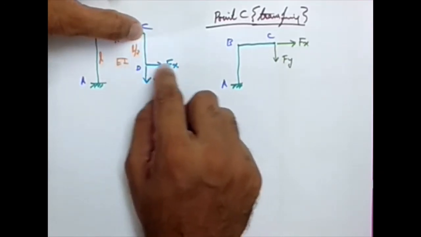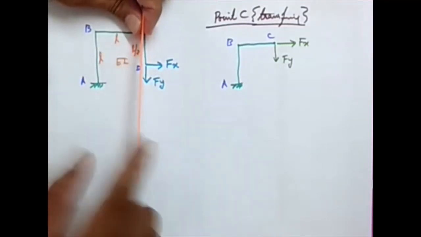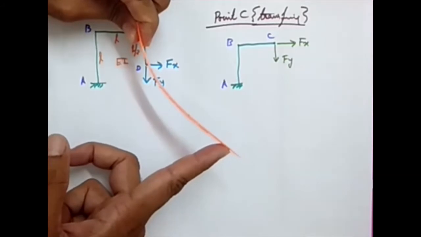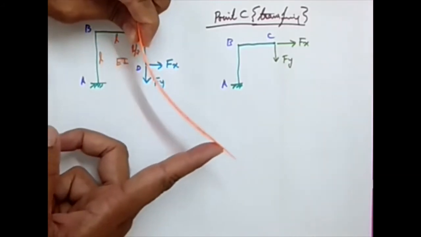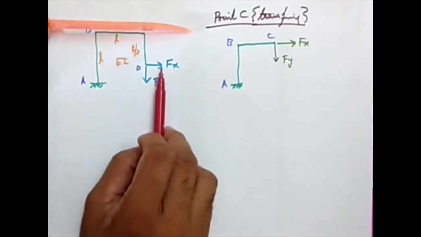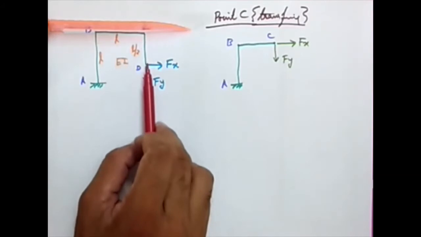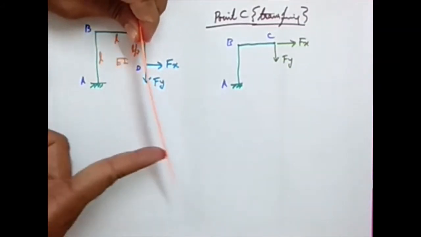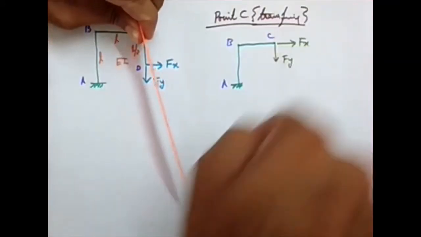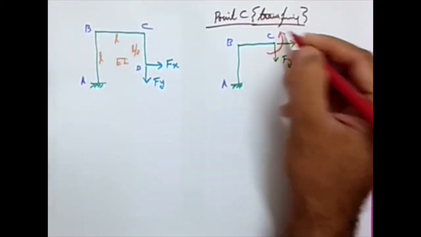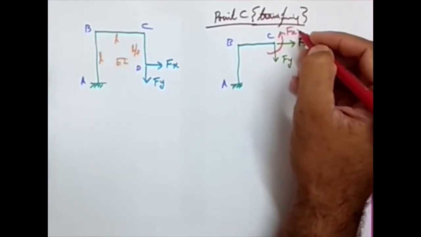But what about Fx? If I consider this point and apply a load, it is going to create a moment like this. So when I consider here, the moment caused by this Fx is going to be Fx times L by 2. Fx times L by 2, and its effect is an anti-clockwise moment. So you can directly plot it like this: Fx times L.